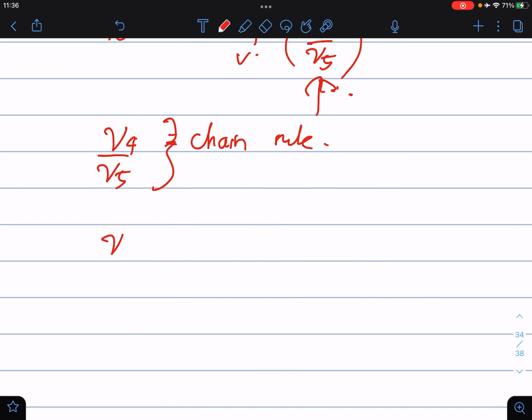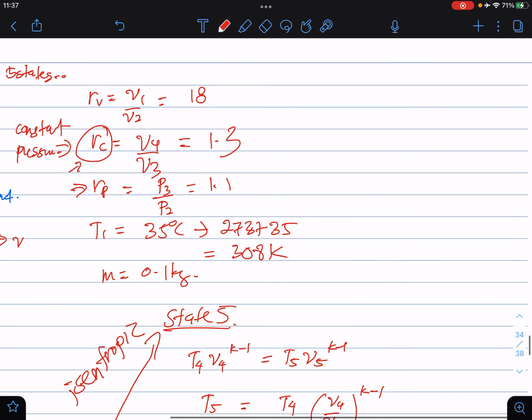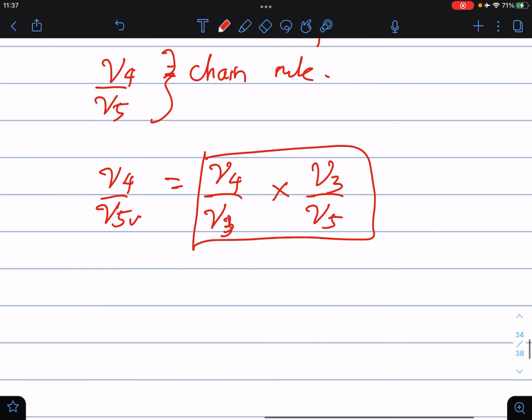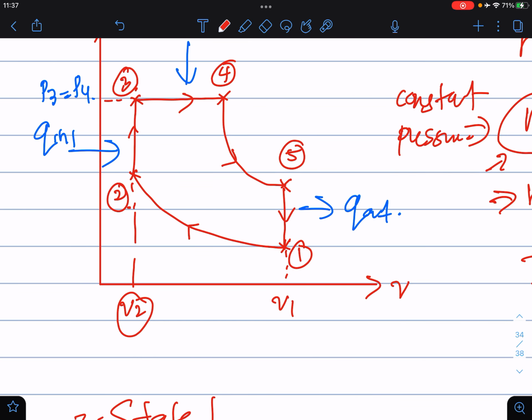V4 over V5 equal V4 over, so as I mentioned, you must find the nearest point for the number 4. So the nearest is either 5 or 3. So since we want to find V4 over V5, so we put here 3 as the nearest value, and then multiply with 3 again, then this is your V5. So we know that V4 over V3 is your cutoff ratio RC. How about V3 and V5 here? So V3 over V5 here, look here, V3 basically is equal to V2, V5 basically is equal to V1.